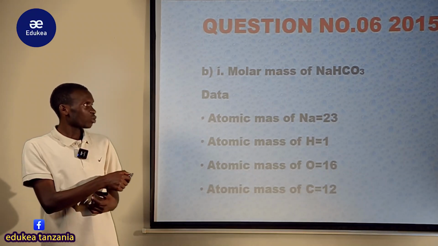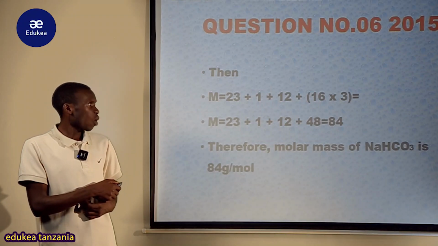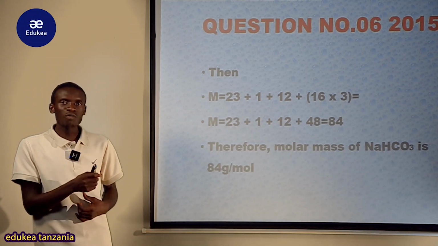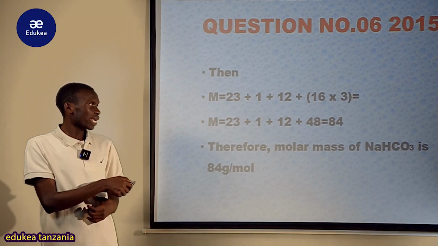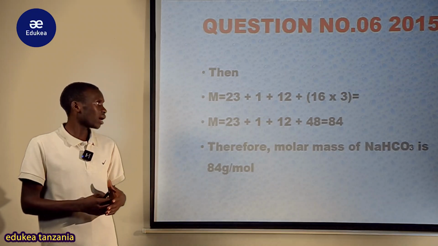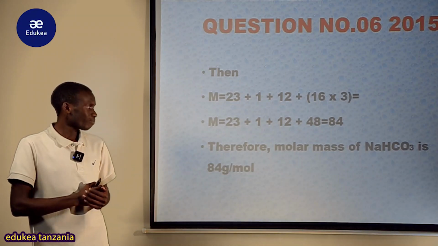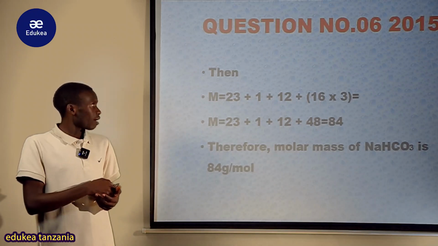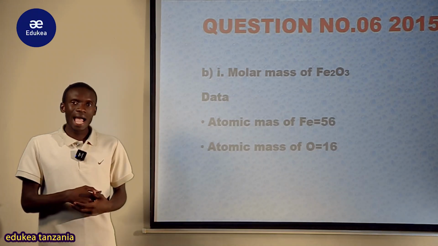So the sum of atomic mass here will be the molecular mass of the compound. Then 23 of sodium plus 1 of hydrogen plus 12 of carbon plus 16 of oxygen times 3, number of oxygen. Then 23 plus 1 plus 12 plus 48, you get 84. 84 will be the molar mass of the sodium hydrogen carbonate. After then, we go to molar mass of iron oxide.